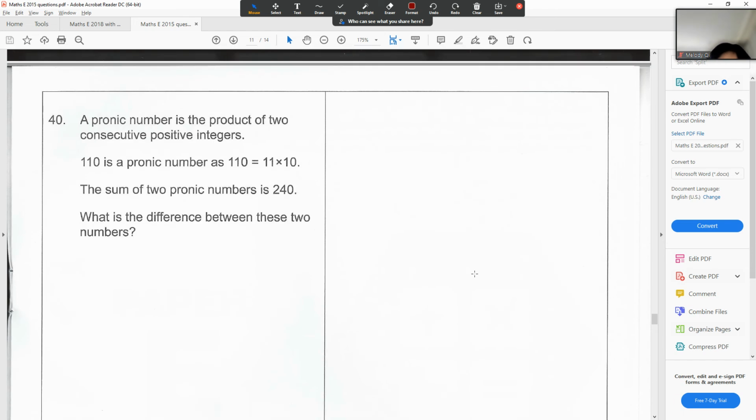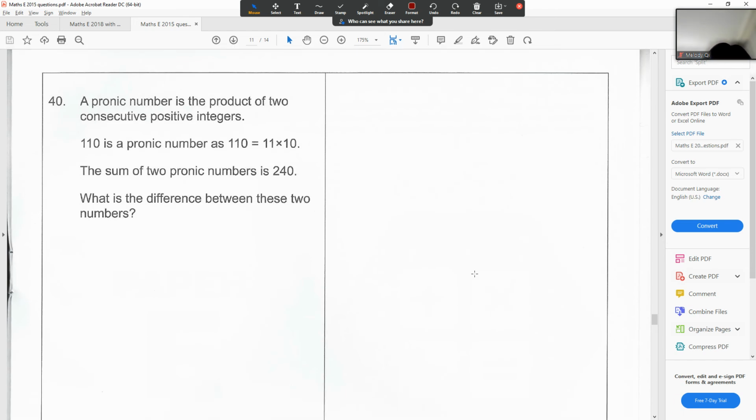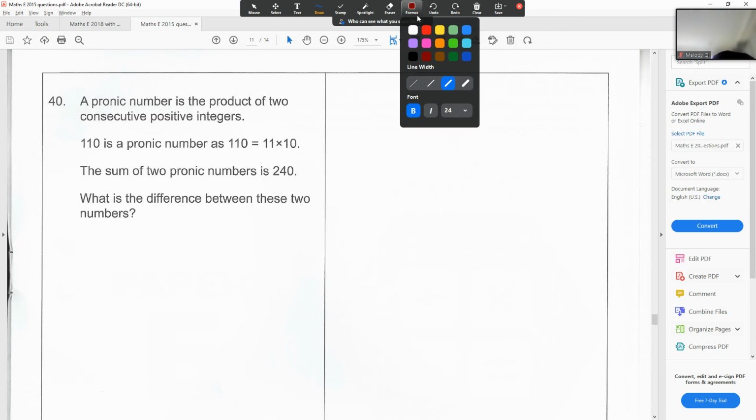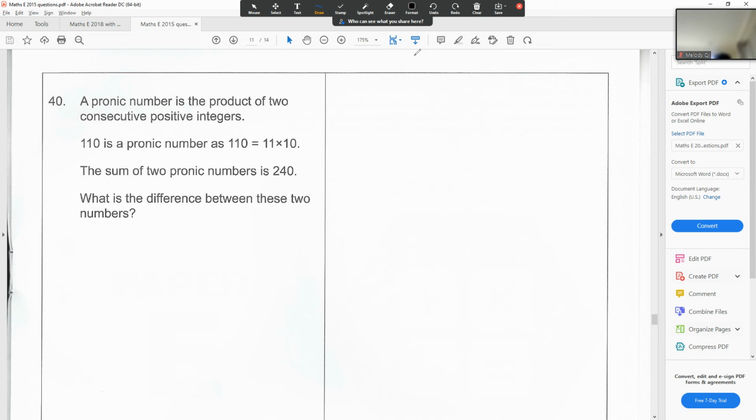All right. Have we done this question? Question 40. Anyone recall? Just type yes if you can remember this one. All right, I'm going to go through it.